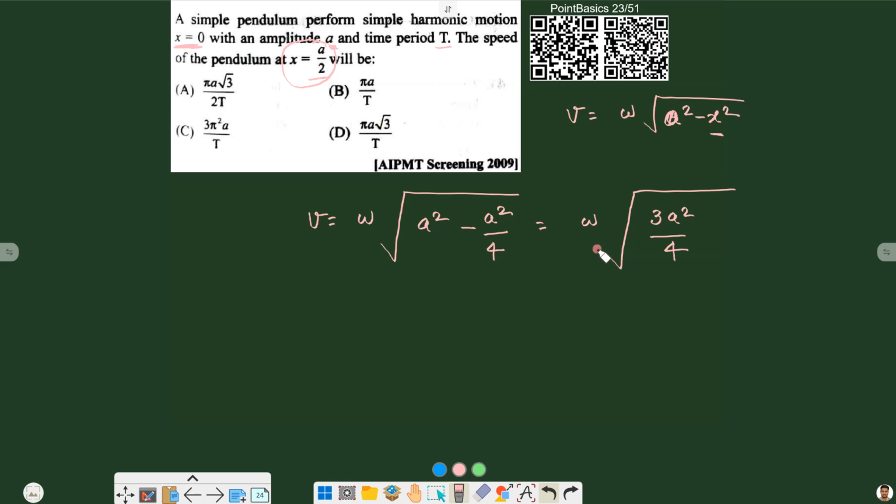So we have to put the value of omega. Omega is equal to 2 pi by t. So 2 pi by t into root 3 a by 2. So 2 will get cancelled, and here we have pi a root 3 by t. So option D is the right answer. Next question.